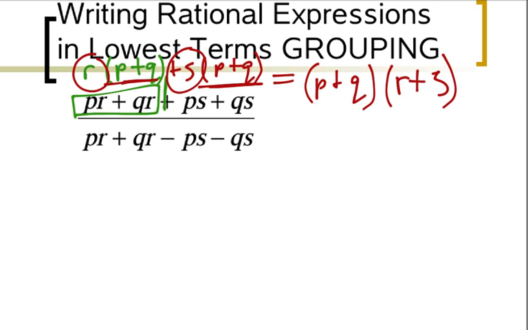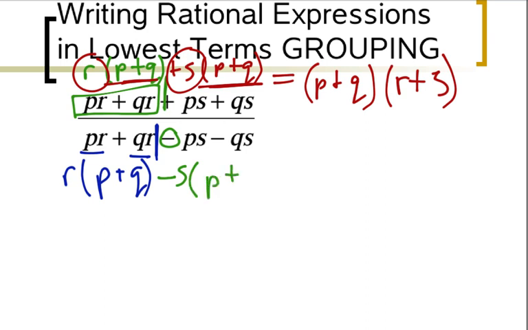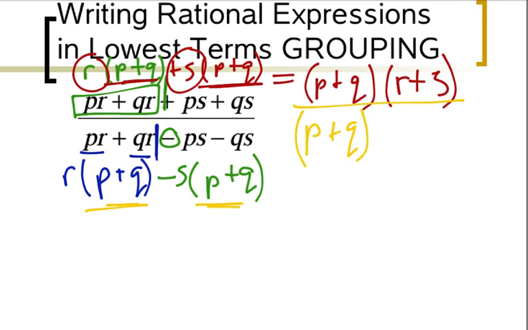Now on the bottom, you factor it by grouping also. They both have an r in common, and left over is p plus q. And the second one has an s in common. In fact, there's a negative s in common, so we say minus s, and so we say p plus q is left. Okay? Now they both have a p plus q in common, so we rewrite it to say p plus q times the leftover, which is r minus s.